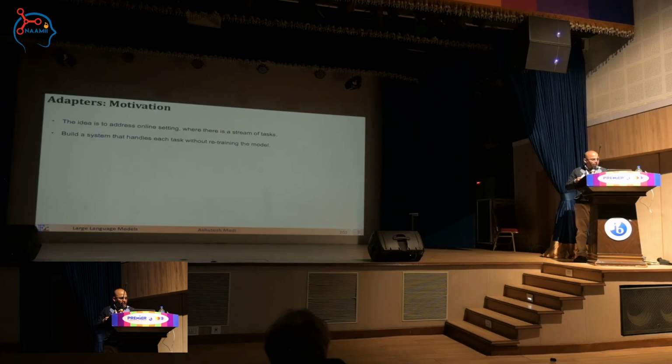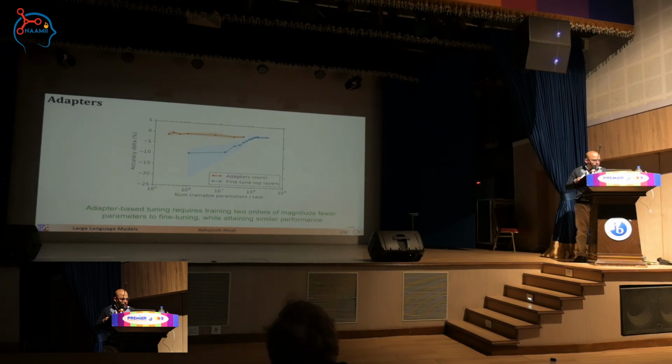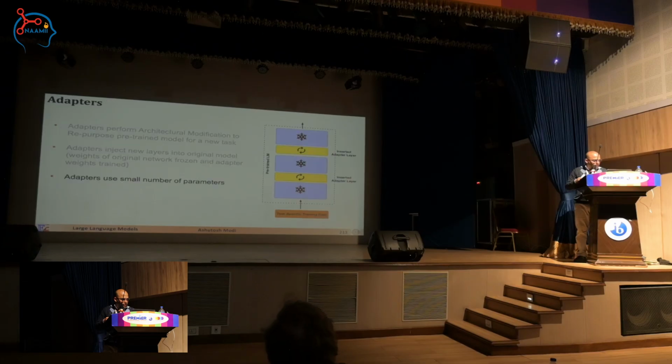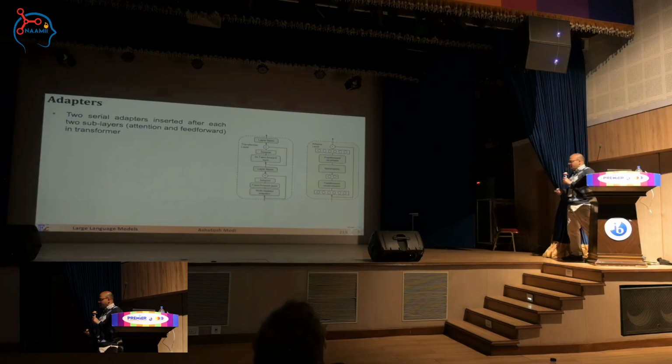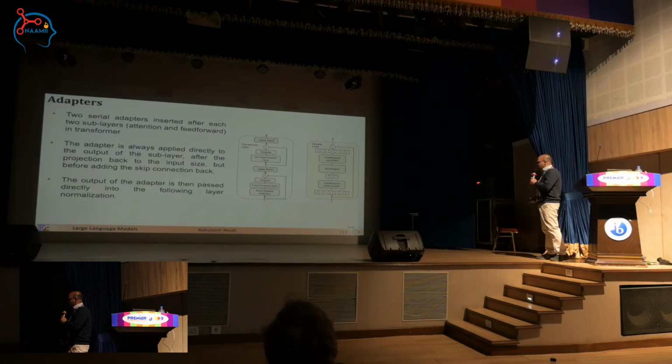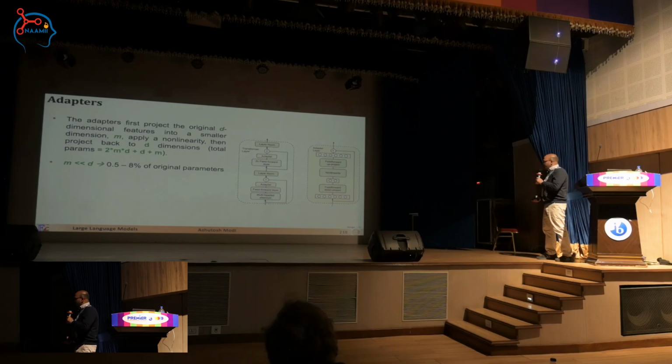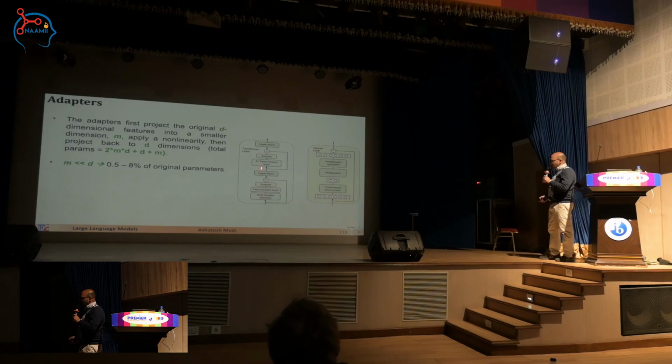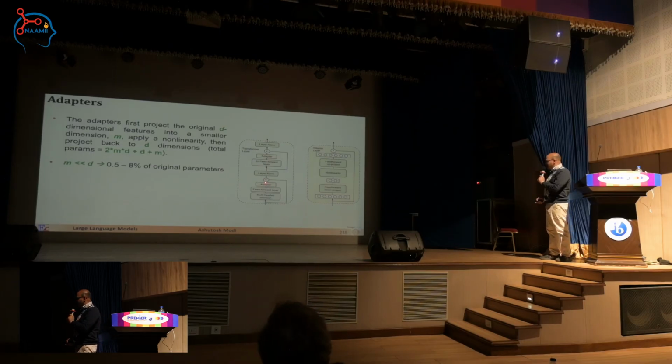But let me quickly tell you the main idea behind adapters. This one slide will tell you what adapters actually do. Let's say you have a transformer layer. What you do is you plug in a small neural network, or small sub network, within the transformer layer itself. So what you have is an adapter layer, and this adapter layer is a sort of bottleneck layer.